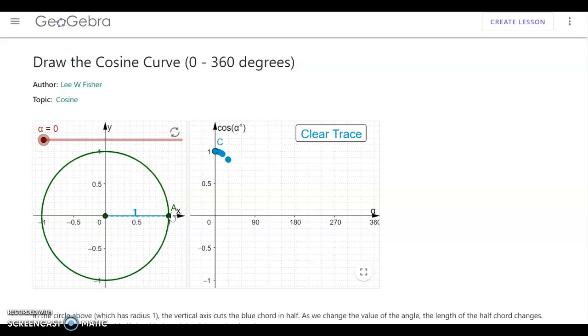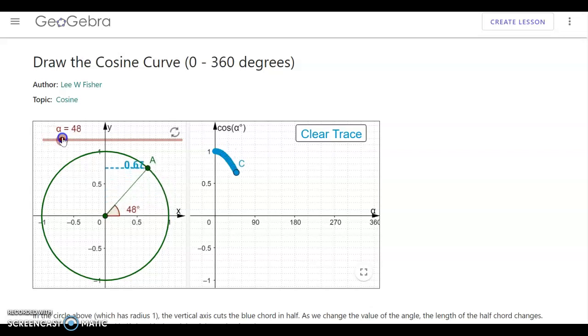The difference here is with the cosine curve, we're looking at the x-coordinate because our x-coordinate relates to cosine. And so in this case, where our sine curve started at 0, we're going to have our cosine curve starting at 1 at 0 degrees. Because our point here at 0 degrees is the point 1, 0. 1 is our x-coordinate, 1 is our cosine coordinate. So we have an amplitude up to 1, and that's where we start.